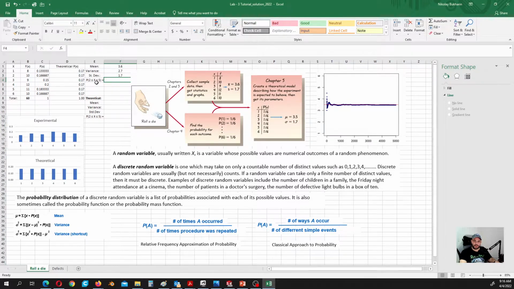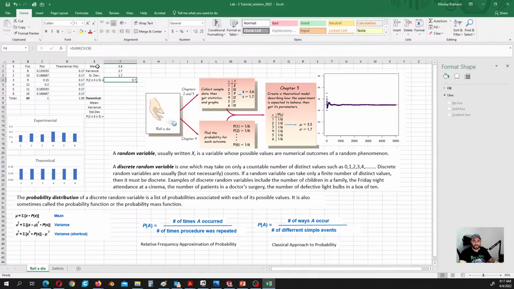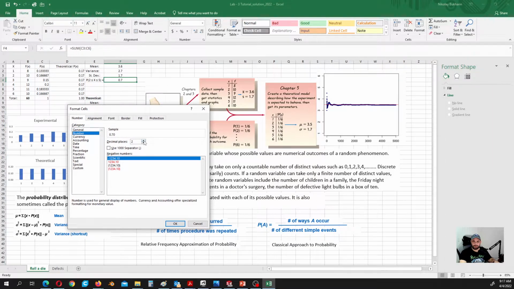Okay, so then here we just need to calculate the probability of rolling 2 or 3 or 4 or 5. We just need to add up those probabilities. Equal to sum, and those are probabilities from 2 to 5. Done. Yeah, we can maybe format it slightly differently. That looks good, 0.7, reasonable.